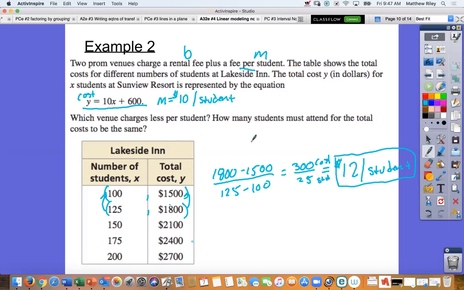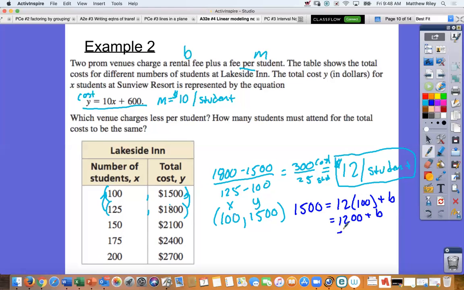All right. So let's write the equation. Again, I said that these are ordered pairs, so let's use the one that looks the easiest. I know that my slope is 12, and this is my x and my y. I know you all said yesterday you're doing y equals mx plus b, so let's do it. So 1500 equals my m x plus b. Subtract 1200. So my b value is 300.